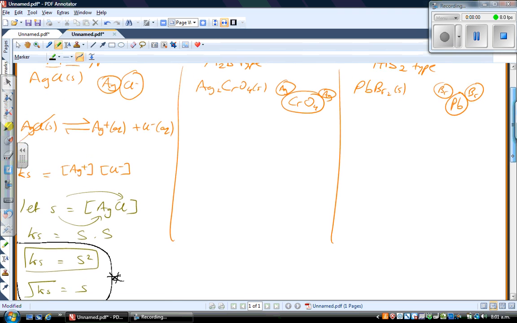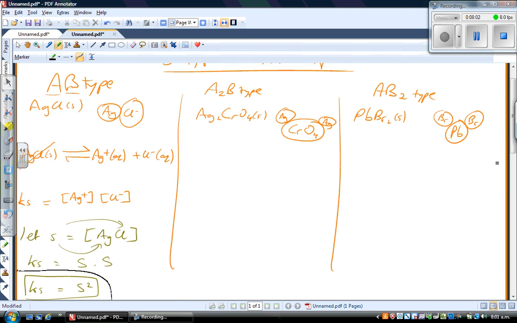Let's take a look at the A2B type situation. The equation here is silver chromate solid dissociating in water. You're going to get 2Ag+ aqueous plus CrO4 2- aqueous. For the Ks expression, we just line this up with the other one, so it's the concentration of Ag+, but now squared, and then the concentration of CrO4 2-.